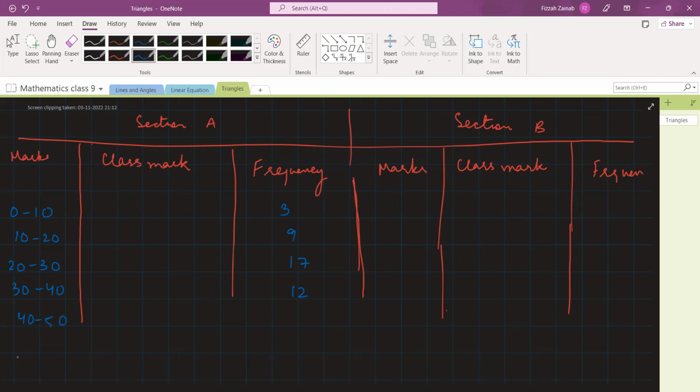See, for a frequency polygon also, you have to use continuous data only, right? Otherwise, you will convert it into continuous data. Now you find the class mark by using the formula: upper limit plus lower limit divided by 2. So 10 plus 0 divided by 2, which is 5. In such cases, you can directly write the mid value. 10 to 20, it will be 15. Here 25, here 35, here 45. Is that clear?